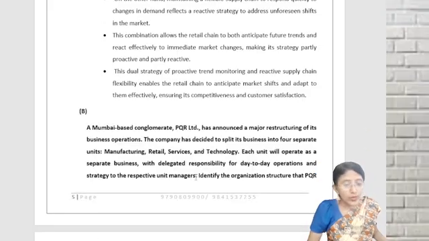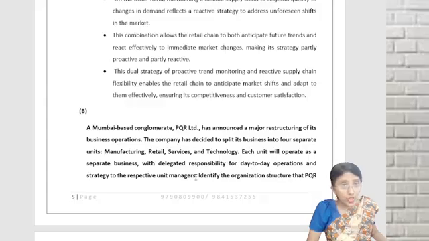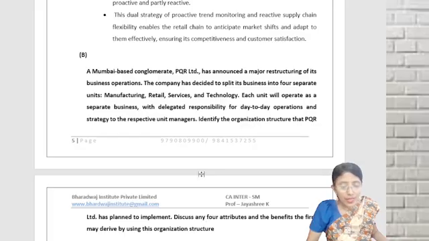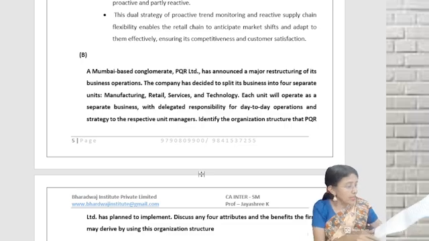Okay. Go to the next one. A Mumbai-based conglomerate, PQR Limited, has announced a major restructuring of its business operations. The company has decided to split its business into 4 separate units: manufacturing, retail, services, and technology. Each unit will operate as a separate business with delegated responsibility for day-to-day operations and strategy to the respective unit managers. Identify the organizational structure that PQR Limited has planned to implement. Discuss any 4 attributes and the benefits the firm may derive by using this structure.